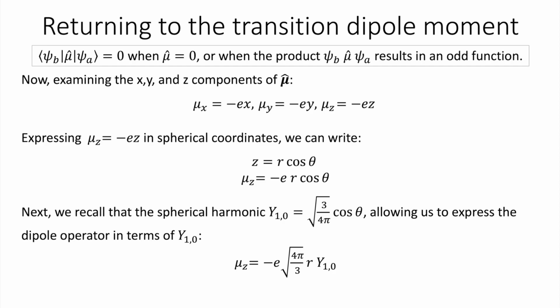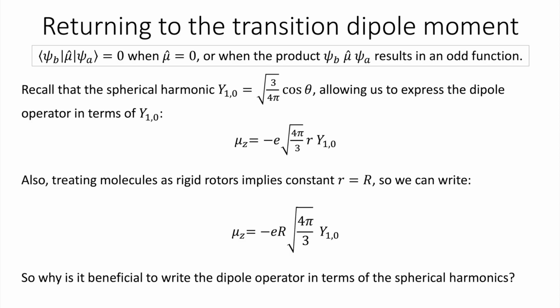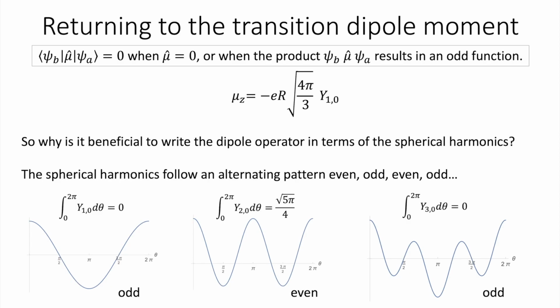And so now we have mu z expressed in terms of the spherical harmonics. But why? Why is this beneficial? Why did I do this? Well, spherical harmonics, we know that they're going to follow some sort of even and odd pattern, right? I hinted at that early on in this section. And here we see a few examples of this, right? So if we have a y10, if I integrate that over all space, it's 0, and that's odd.